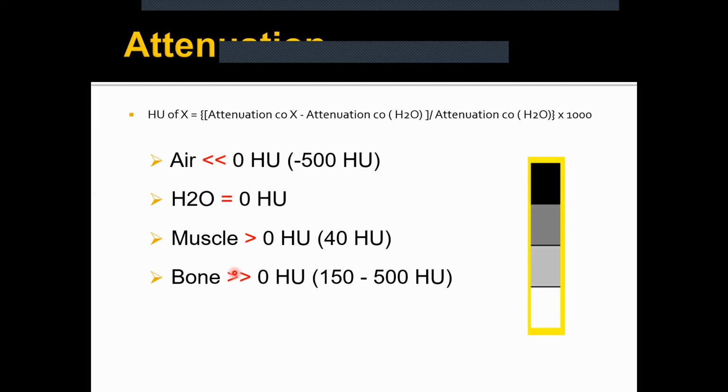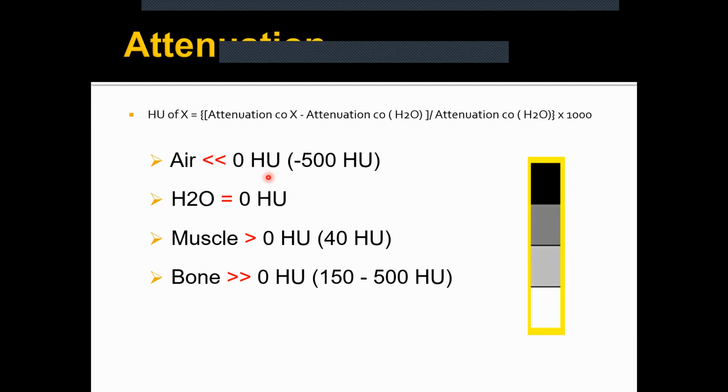Okay, so for attenuation in CT scan, what we use to talk about attenuation is HU. Now, HU stands for Hounsfield unit. You don't need to worry too much about the spelling of it. It's the Hounsfield unit, it's HU.